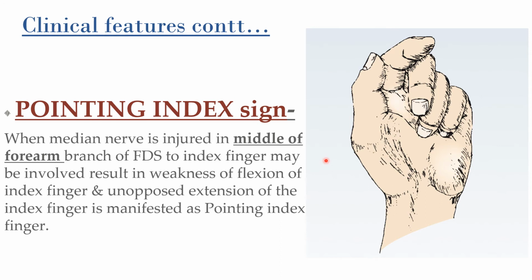is involved. However, the fibers which go to the 3rd, 4th and 5th digit are spared because they get their nerve supply in the proximal part of the forearm. And hence, because only the flexor digitorum superficialis which goes to the index finger is paralyzed, when the patient is asked to make a fist, only the index finger lags behind, while the other fingers are able to flex at the interphalangeal joint, and hence the patient comes with the presentation called pointing index.